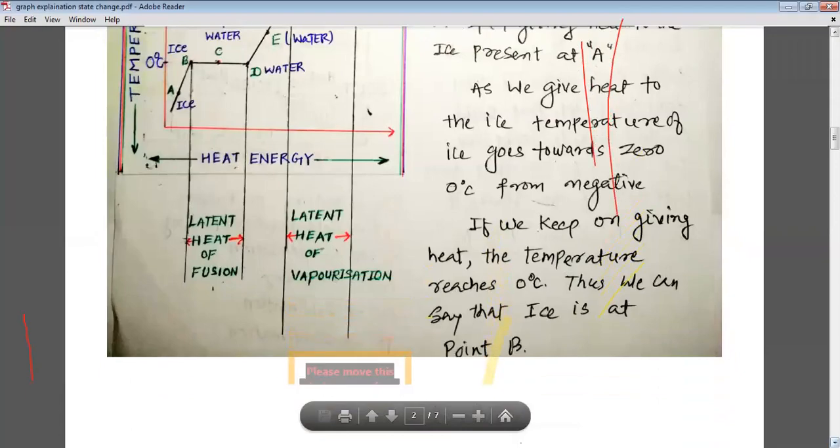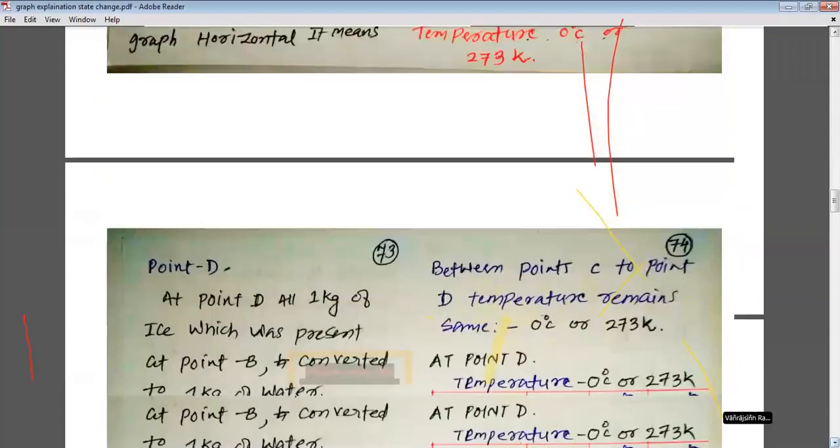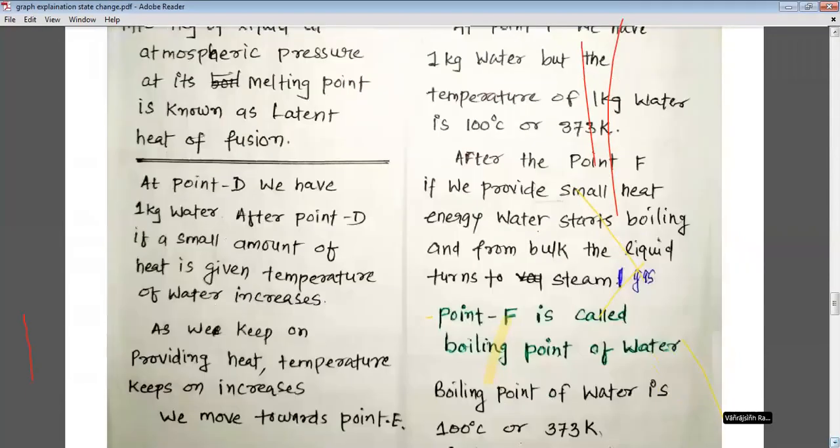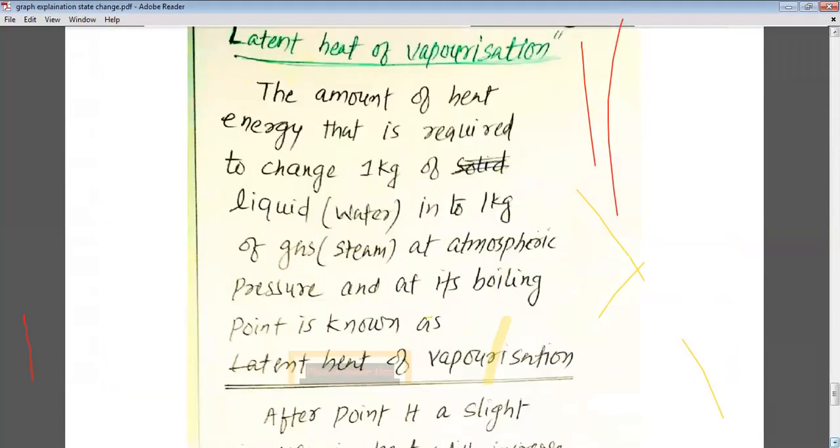So let us repeat the definition of latent heat of vaporization once again, my dear students. The latent heat of vaporization is the amount of heat energy that is required to change 1 kilogram of liquid into 1 kilogram of gas at atmospheric pressure and at its boiling point.